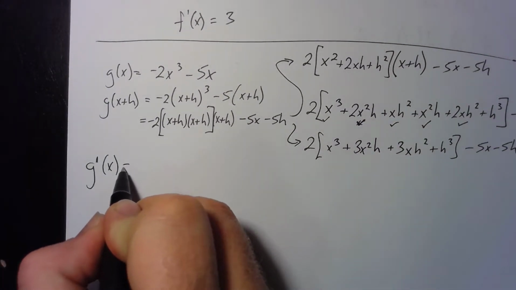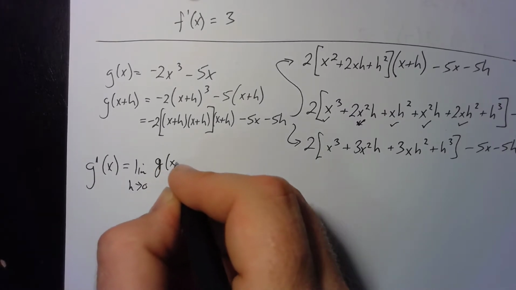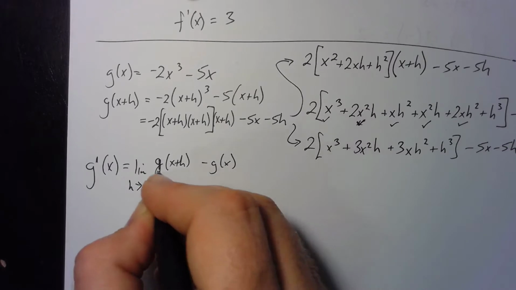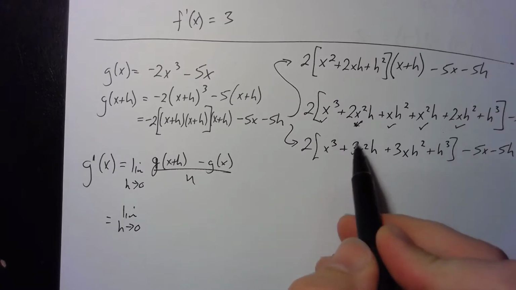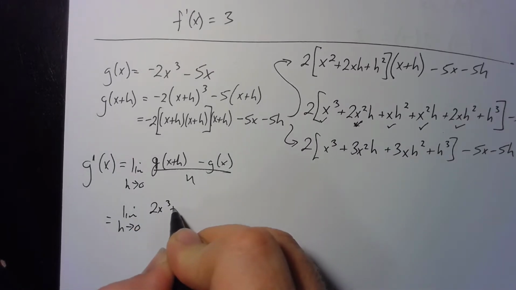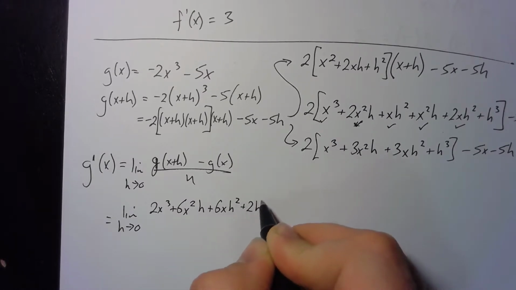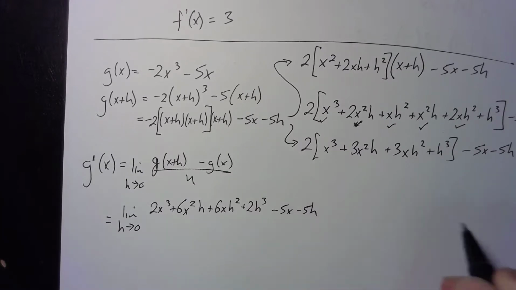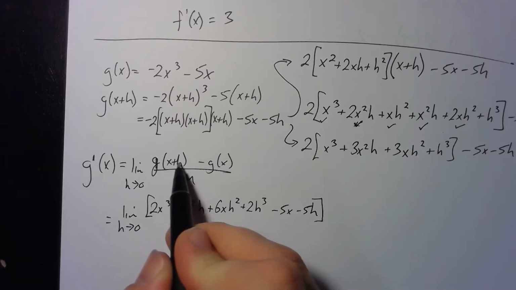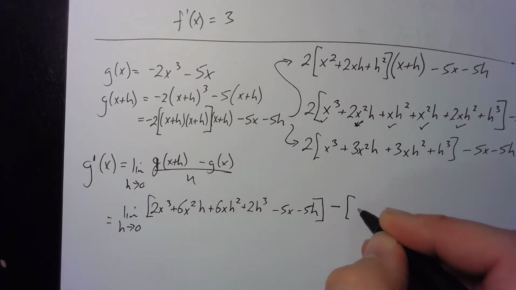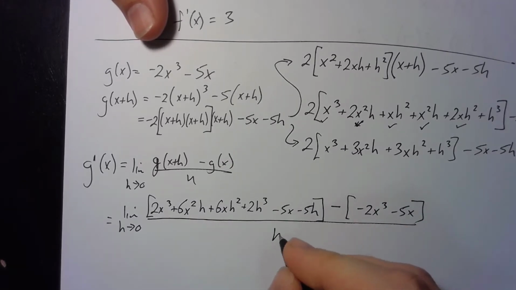So g prime of x is going to be equal to the limit as h approaches 0 of g of x plus h minus g of x, all divided by h, which I will simplify that limit right now as I plug the things in. Distributing that 2, giving me 2x cubed plus 6x squared h plus 6xh squared plus 2h cubed minus 5x minus 5h. Do not forget that this right here, I'm putting it in brackets to emphasize it, is simply this piece. I still need to subtract from that the original function, unchanged. This is all divided by h.